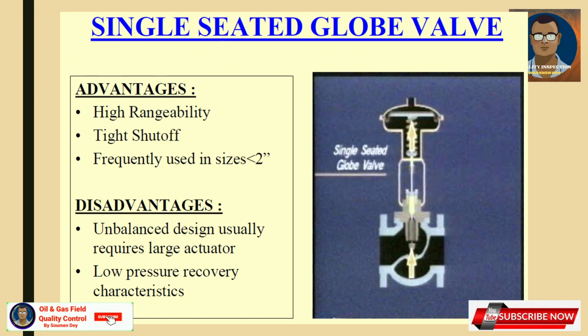Single-seated globe valve: the advantages are high rangeability, tight shutoff, frequently used in sizes less than 2 inch. And the disadvantages of globe valve are unbalanced design usually requires large actuator, low pressure recovery characteristic.